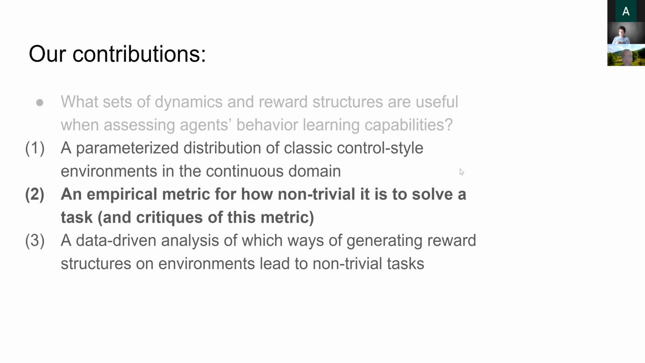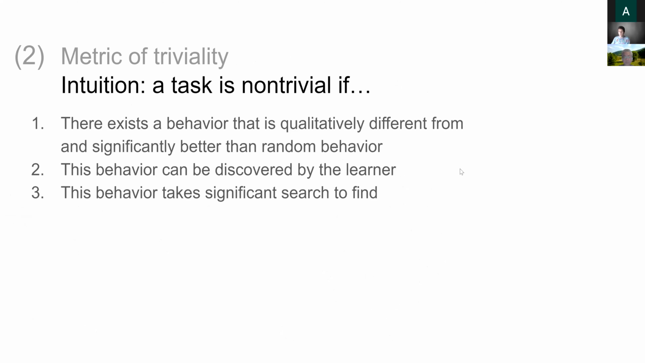I now want to briefly talk about our empirical metric for non-triviality. We're building on the intuition that a task is non-trivial if there is some sort of behavior that results in qualitatively different trajectories that are significantly better than random behavior, that this behavior can be discovered by our learning process, and that our behavior takes significant learning time to find. That does mean that this non-triviality is in a dynamic between the task and the learning process.